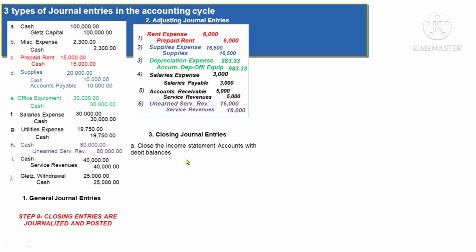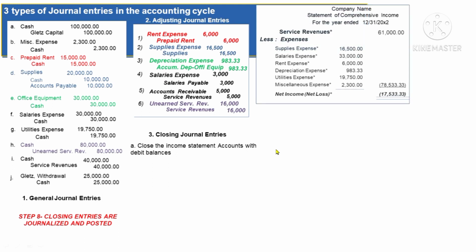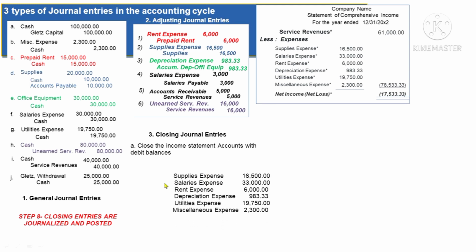To visualize that, let's apply it to our illustrative problem. So we have here the income statement from the previous episode. Let's get these expenses of the company. We have here the supplies expense, the salaries expense, the rent expense, depreciation expense, utilities expense, and miscellaneous expense. Let's credit all of them, and the total of this will be debited in the income summary account, and the total is 78,533.33. So this is what the first closing entry looks like.